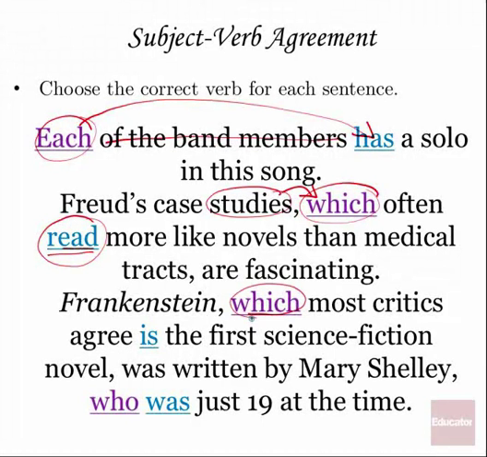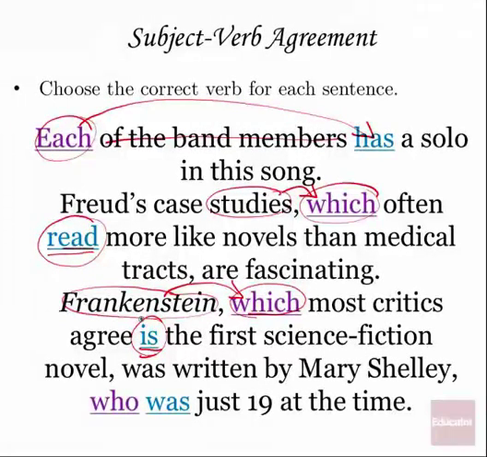Frankenstein, which most critics agree is the first science fiction novel. Well, there's our which again. And in this case, it's taking the place of Frankenstein, which is, first of all, a singular noun, and second of all, a title. So we treat it as a single thing. Which is. It gets the singular verb is.